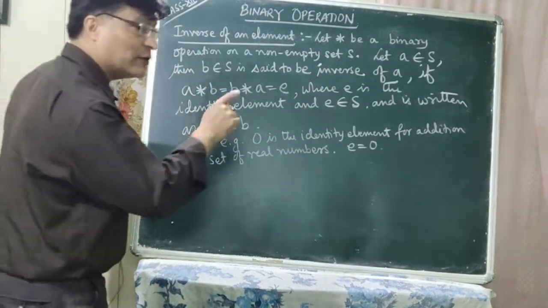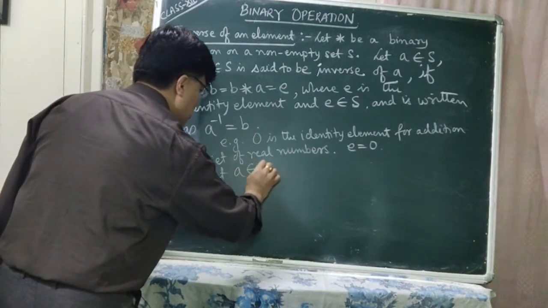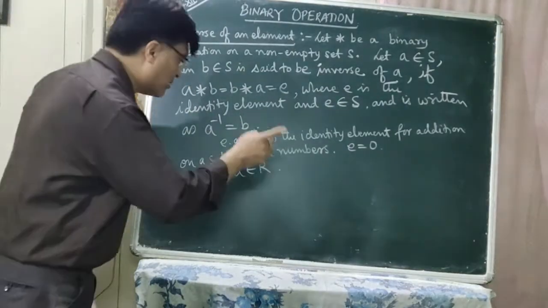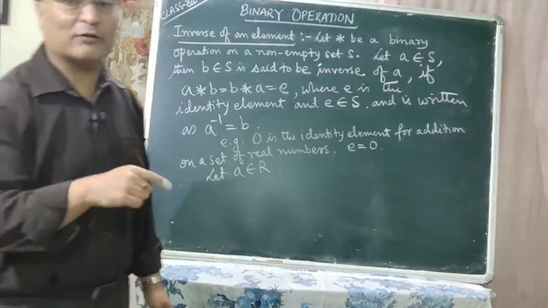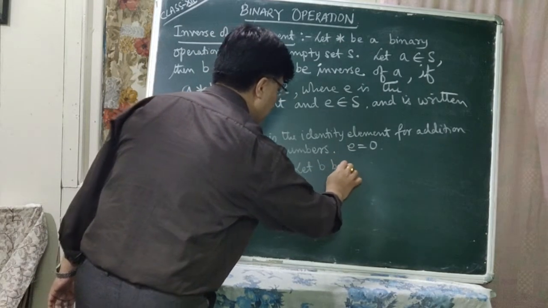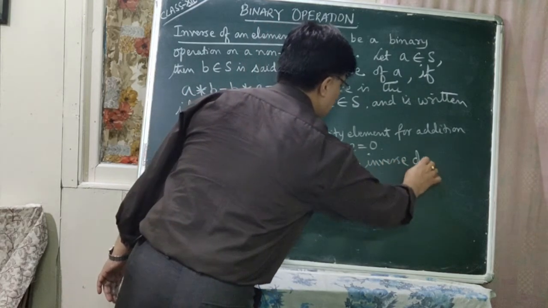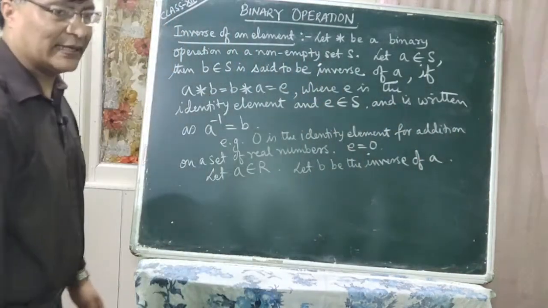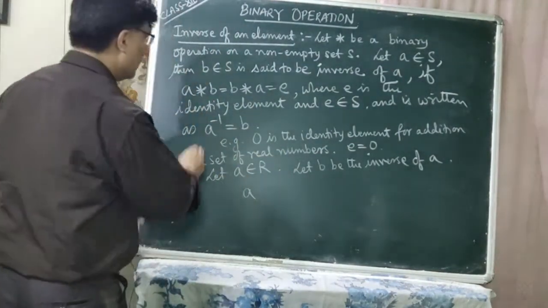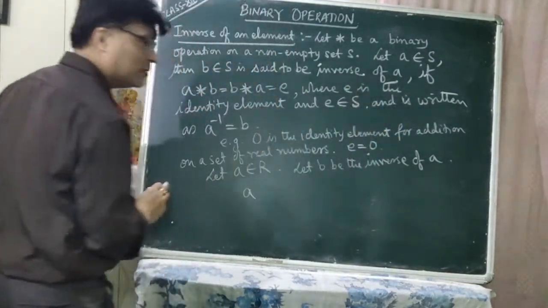So let us find out the inverse of A. Let A belong to the real numbers. So how can you find out the inverse of A? Let B be the inverse of A. Okay? So by definition, here the binary operation is plus, because 0 is the identity element for addition, isn't it?